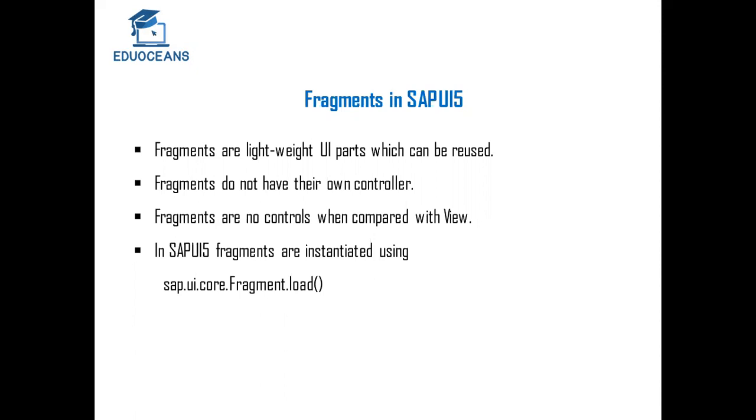There are typically three types of fragments: XML fragment, HTML fragment, and JS fragment. But normally SAP recommends using the XML fragment. Why? Because if I want to understand the fragment, XML is very good. It is for readability purposes that XML fragments are preferred over HTML and JS. So that's why we prefer XML fragments to build.